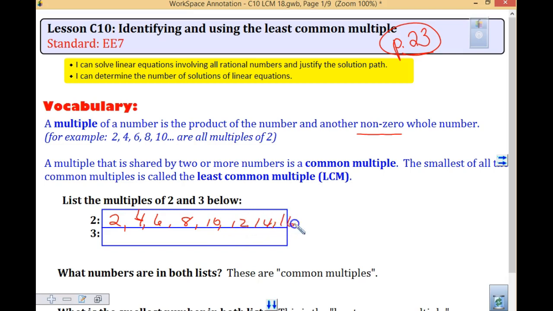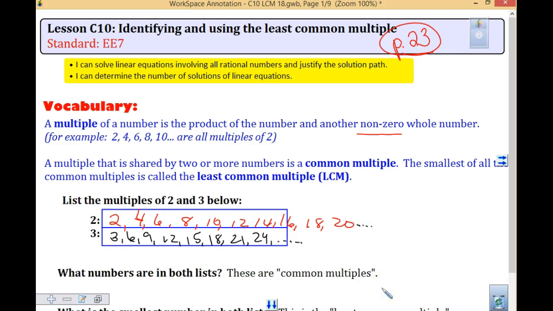Do you agree with my list? Yours looks something like that? Okay. Now do your 3s. If I was listing the 3s, we'd have 3, 6, 9, 12, right? 15, 18, 21, 24, right? And notice behind these, I can put these dots because it keeps going. It never ends as long as you keep multiplying.